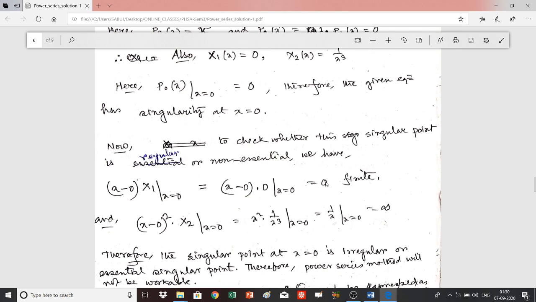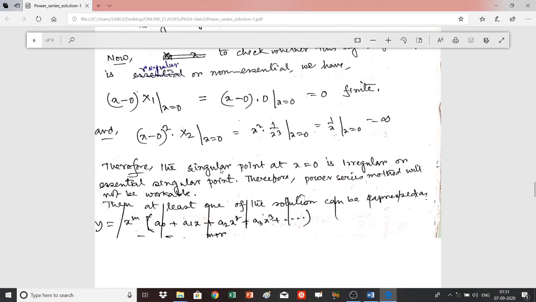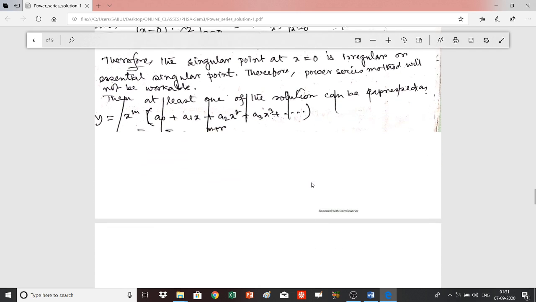So this first term has finite value, but this term has infinite value. The condition was both of these two terms should have finite values. If any one of these two terms is infinite, then the point would be an irregular singular point, and then the possible solution is not possible. So the singular point at x equal to 0 is an irregular or essential singular point. Therefore, power series method will not be workable in this kind of equation.